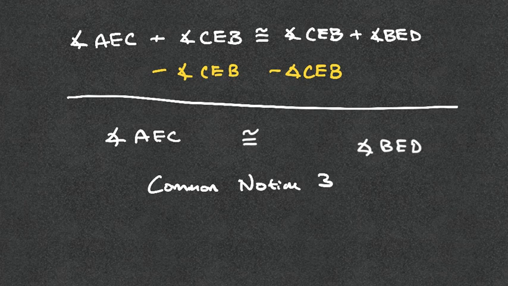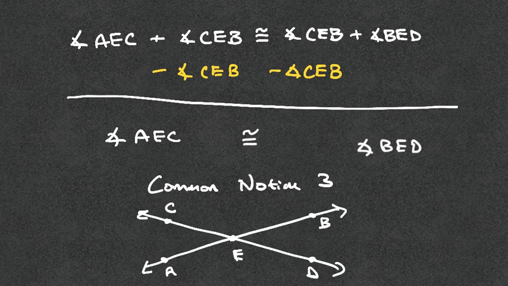Number 3, that says that if equals be subtracted from equals, the remainders will also be equal. And so what we have then is that angle AEC is going to be congruent to our angle BED. And so that gives us our first pair of congruent vertical angles.